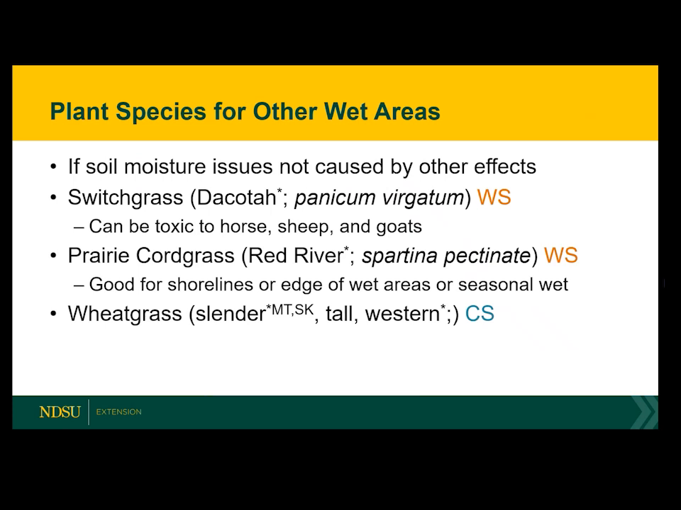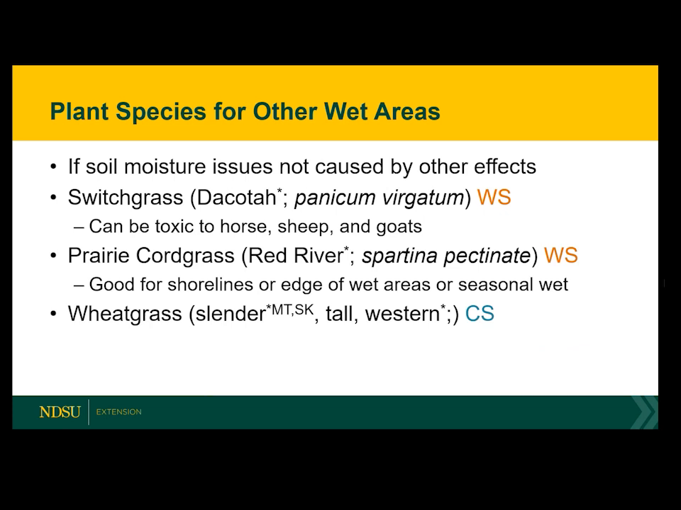Prairie cordgrass is working really well for shorelines or wet areas, or seasonally wet areas. But if your area is saturated more than half the year, this is probably not going to work. Prairie cordgrass, Red River is a species you could use, but it's not going to work in your area if it's too wet. Wheatgrass, which is also going to work with saline and sodic.